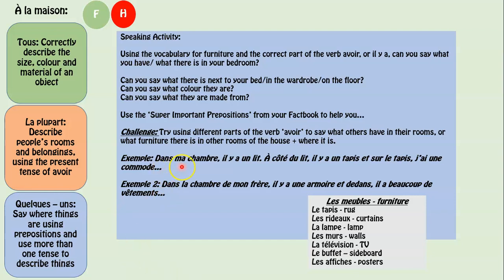So an example could be dans ma chambre, il y a un lit. À côté du lit, il y a un tapis. Et sur le tapis, j'ai une commode. And you can carry on like that. You've got prepositions in there. You've got il y a. You've got j'ai, so part of avoir there. You've got a really good start of a description there, starting with dans ma chambre.